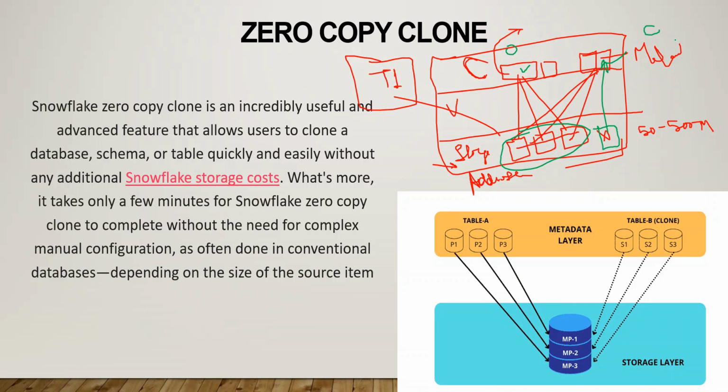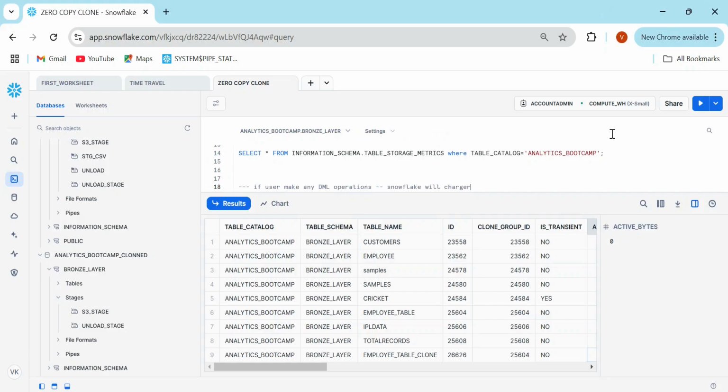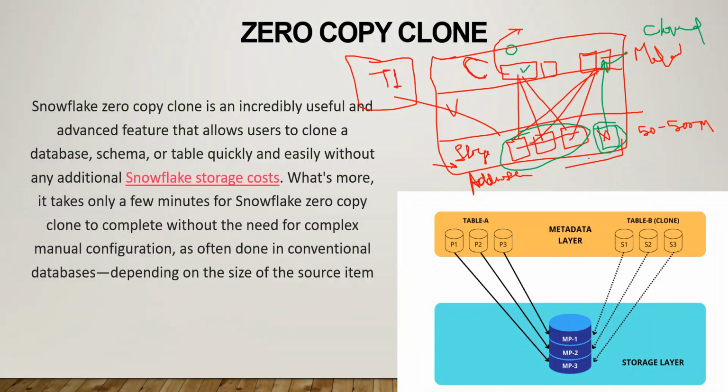Snowflake will not be charging any storage cost unless you make any changes in that. So as soon as you make any DML operations, it is going to add new micro partitions, and those bytes are going to be charged by Snowflake for that particular cloned object. And once you make any DML changes, you will be seeing some bytes. Okay, so after this, we can see there are charges and all.